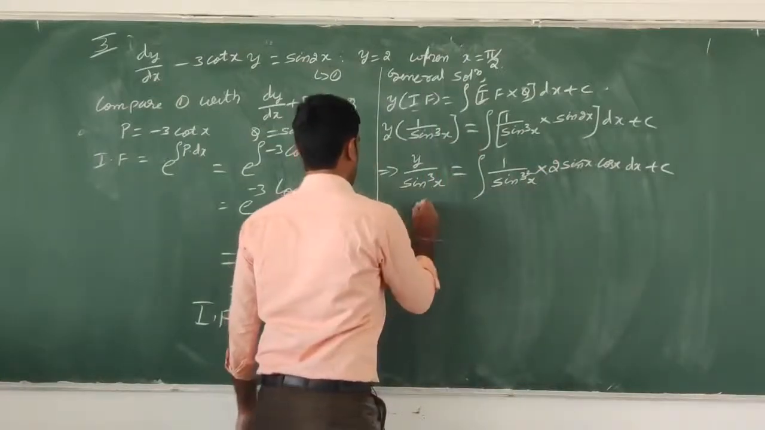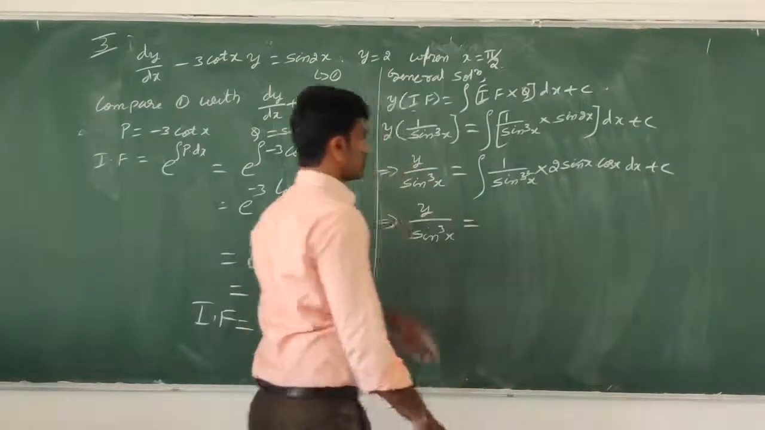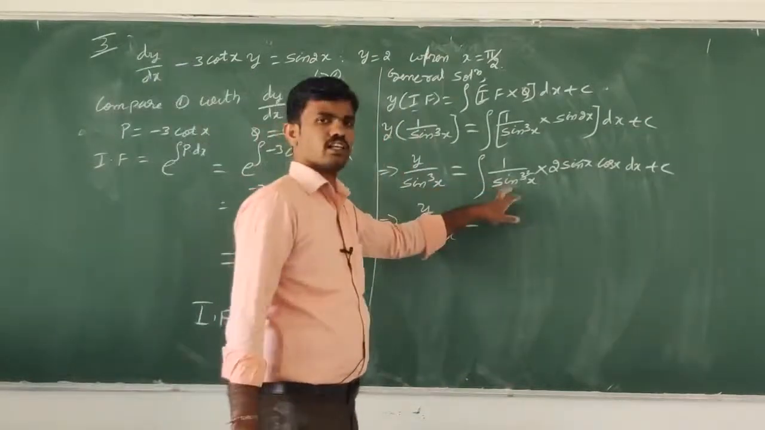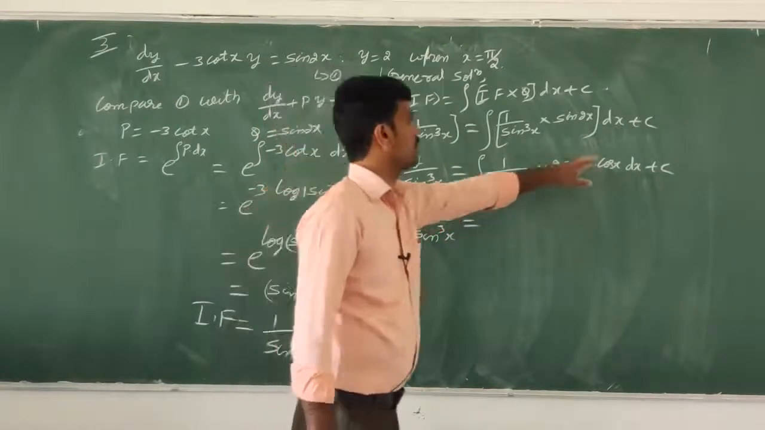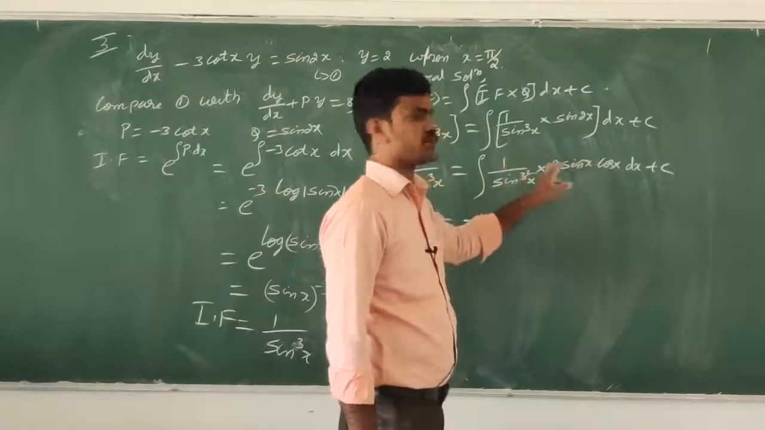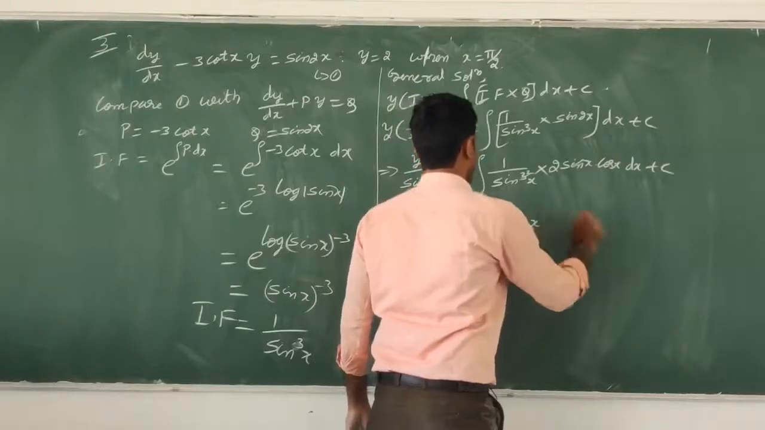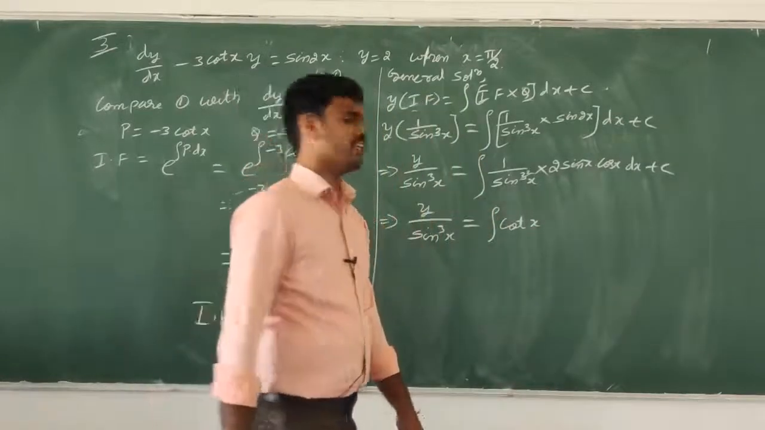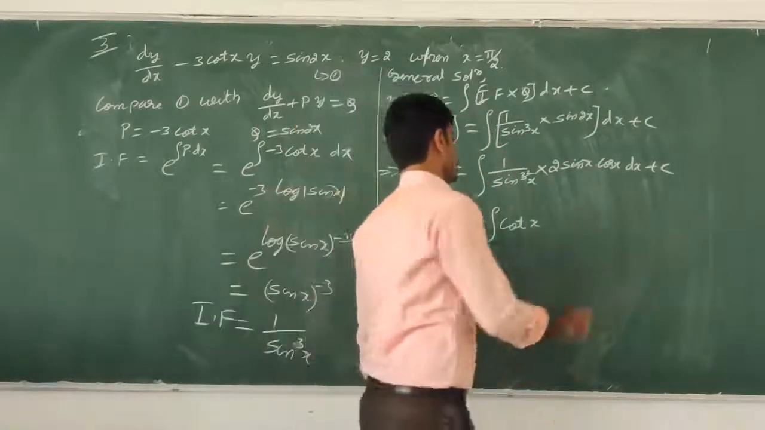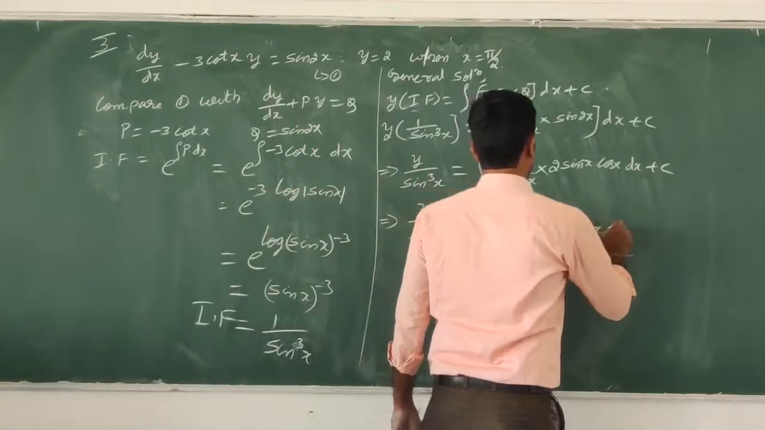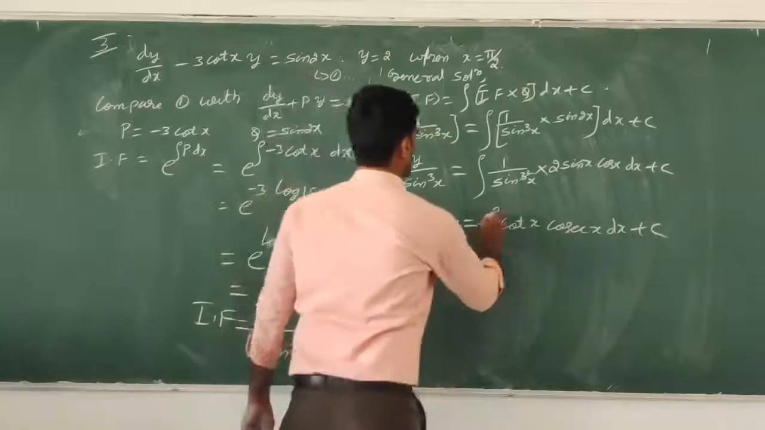So this implies that y divided by sin cube x is equal to, here sin square x can also be written as sin x into sin x. cos x by sin x is cot x, that is integration of cot x. The remaining is 1 by sin x, which is nothing but cosecant x, into dx plus c. So 2 is taken outside.